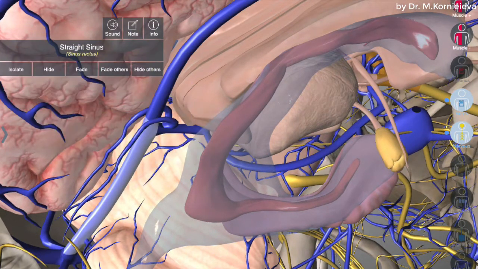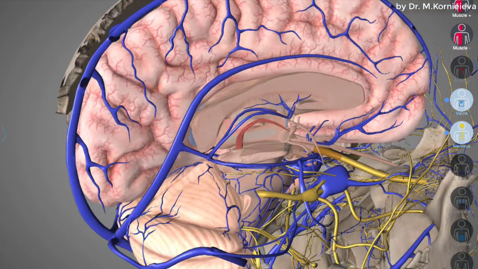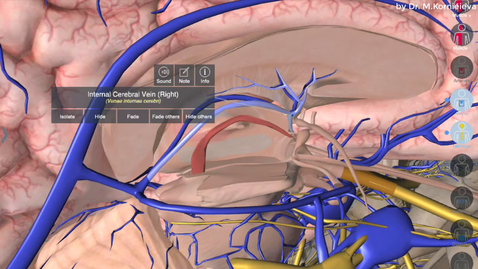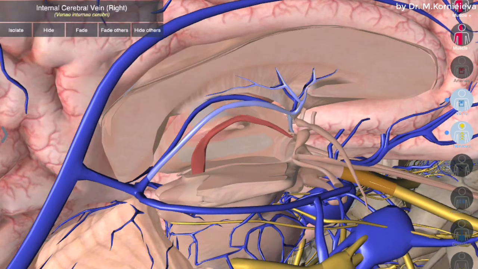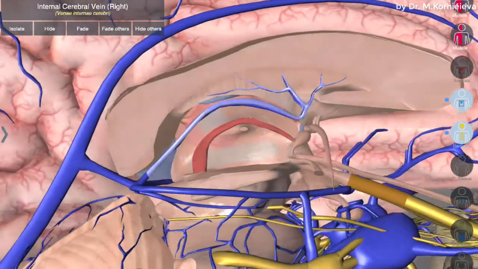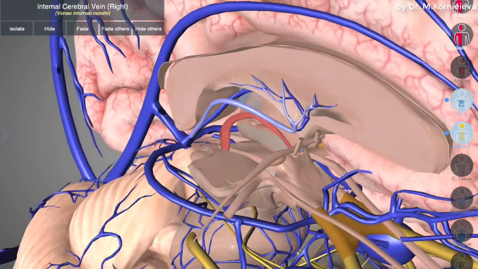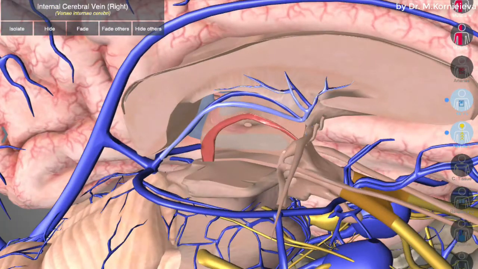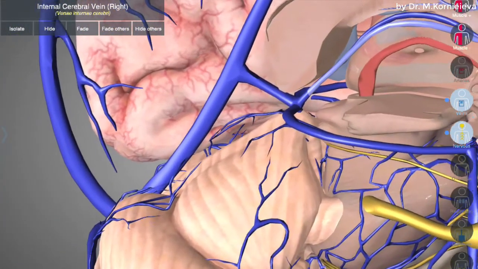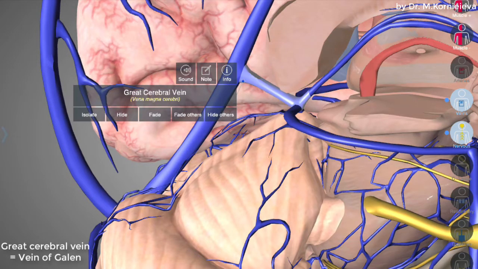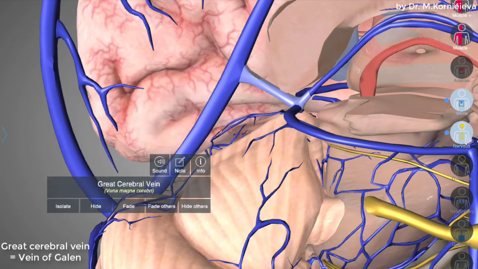The two internal cerebral veins are hidden inside the brain. They are formed by the union of the thalamostriate vein and the choroid vein at the interventricular foramen. The two veins run posteriorly in the tela choroidea of the third ventricle and unite beneath the splenium of the corpus callosum to form the great cerebral vein, which empties into the straight sinus.